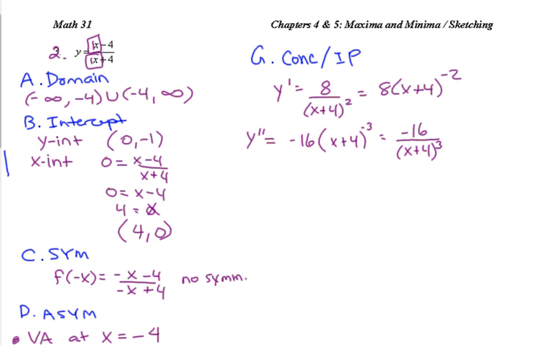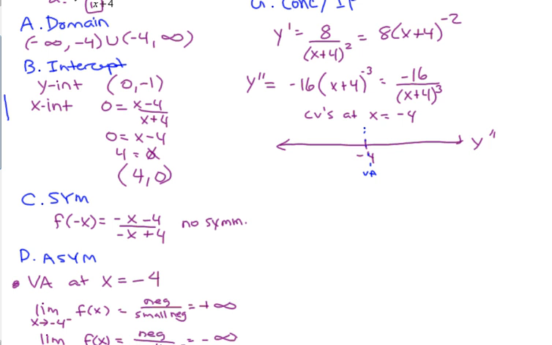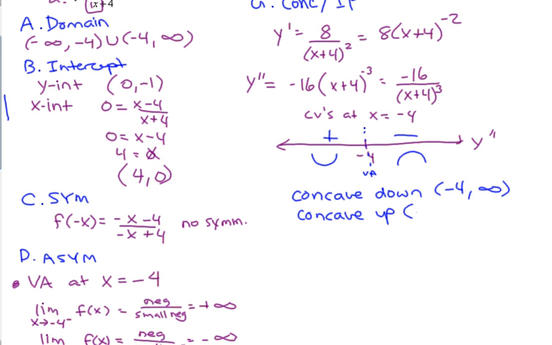Okay, so where's my critical values? It's at negative 4, x equals negative 4, which again is our vertical asymptote. Okay, let's do a test. Negative 5 would come out negative, so we'd have a negative over a negative, positive. Concave up. If we put in zero, anything above negative 4, negative over a positive would come out negative, concave down. So we are concave down from negative 4 to infinity, concave up from negative infinity to negative 4. Do we have an inflection point? No, because negative 4 is an asymptote. If it wasn't an asymptote, then it would be.